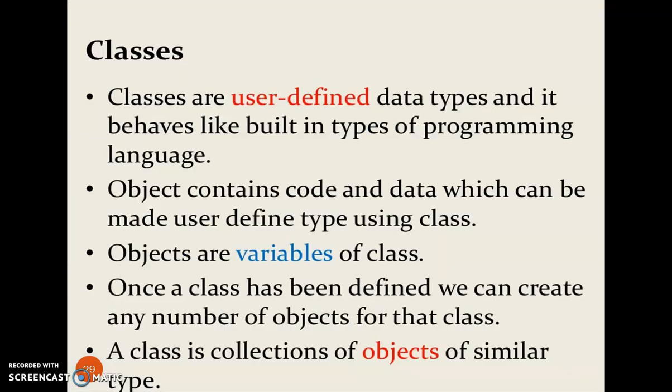Classes. The next concept is classes. Classes are user-defined data types, and they behave like a built-in type of a programming language. The object contains code and data which can be made a user-defined type using the class. Objects are the variables of the classes. Once a class has been defined, we can create any number of objects for the particular class. In simpler terms, we can define a class as a collection of objects of similar type.